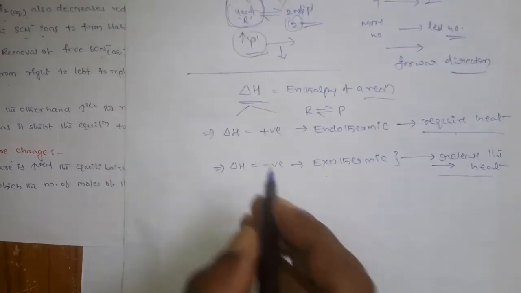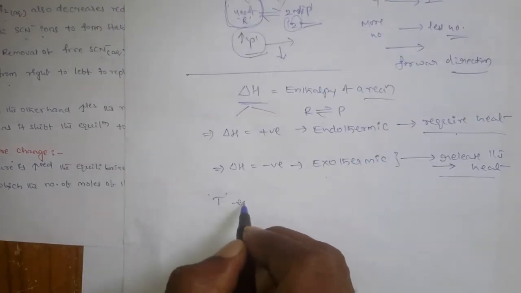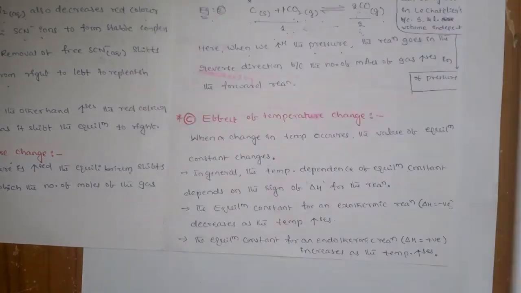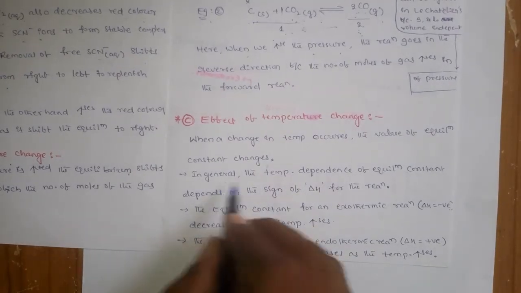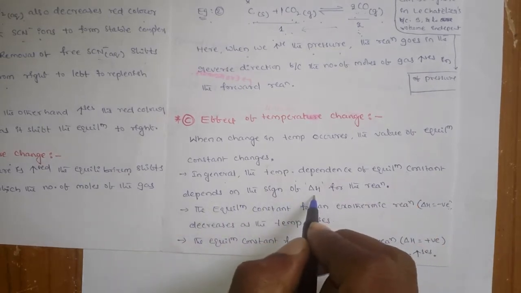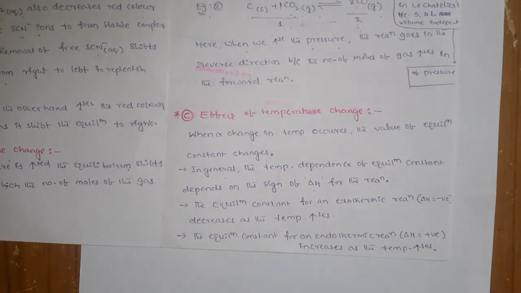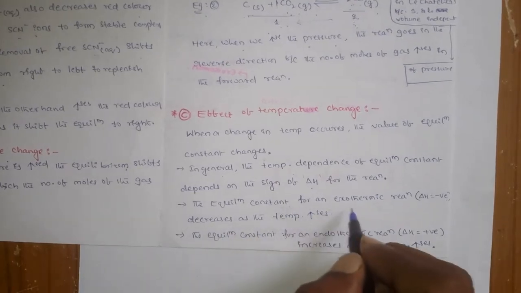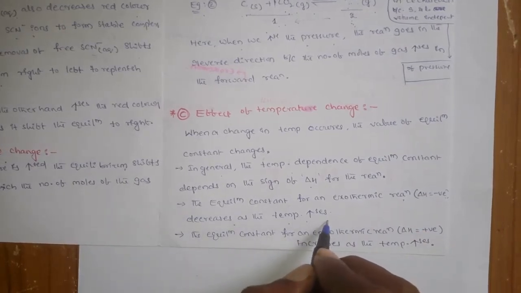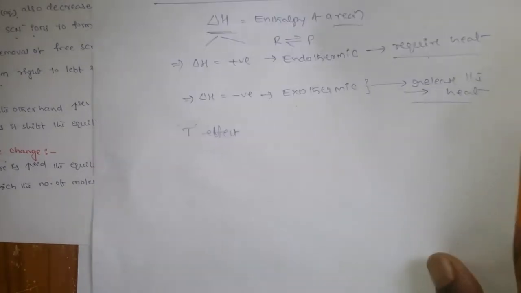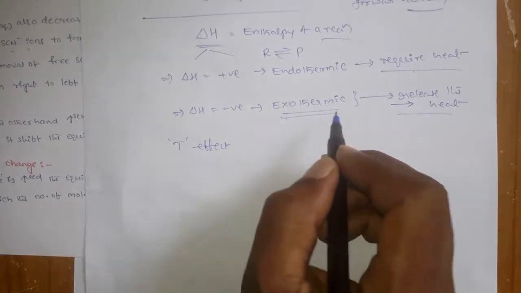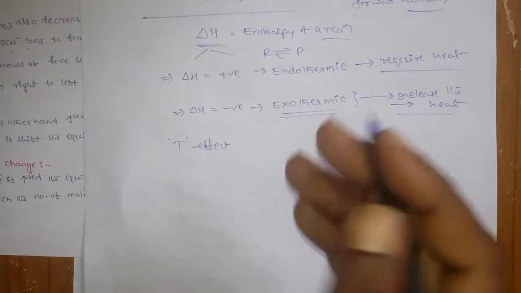So now how can we read the temperature effect on the equilibrium? It is very simple. In general, the temperature dependence of the equilibrium constant depends on the sign of the delta H. The delta H has a positive sign as well as a negative sign. So the equilibrium constant for an exothermic reaction decreases as the temperature increases. How is that? Here is the exothermic reaction, and in the exothermic reaction during the reaction it releases the heat.